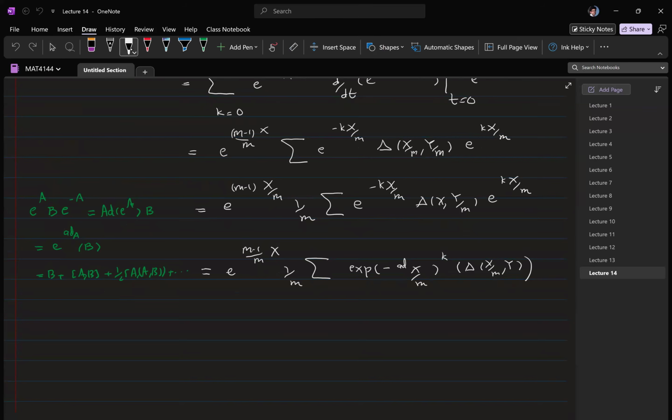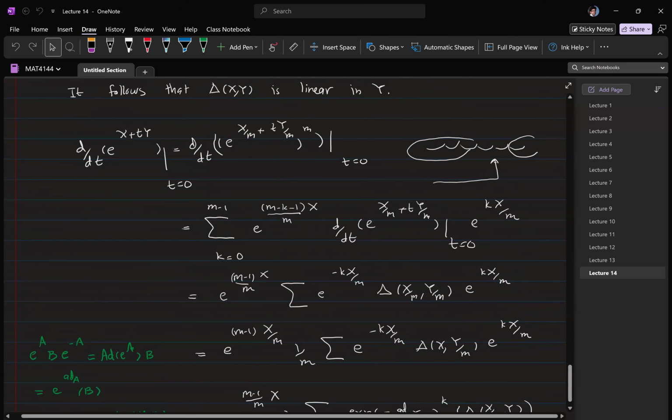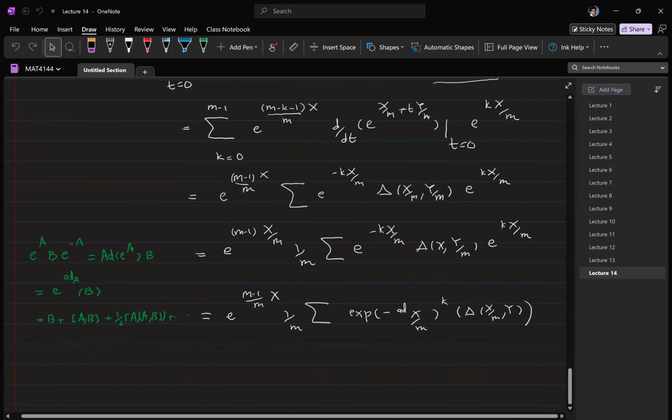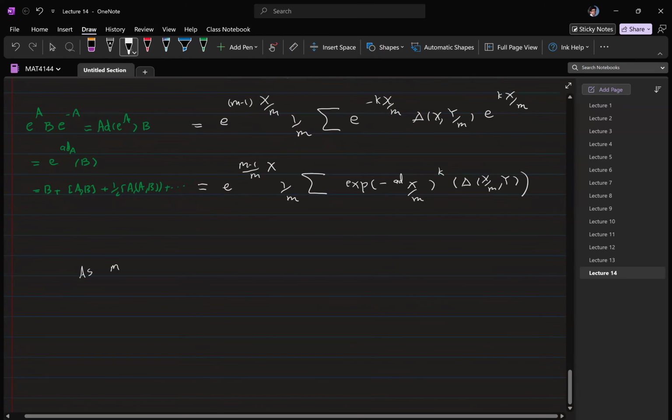Okay, so now, well, let's look at this. So now we wanted to compute this derivative at t equal to 0, and we broke it into these steps. Now, as m goes to infinity, we can take m larger and larger, and see what this is. So the following happens. The first thing is that this e to the m minus 1 over m x will converge to e to the x.